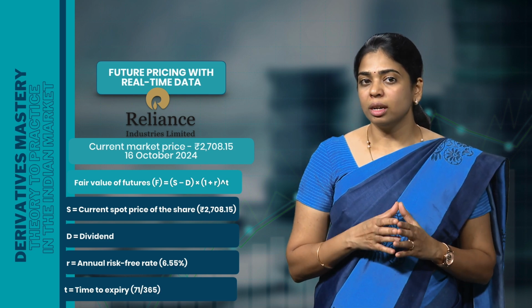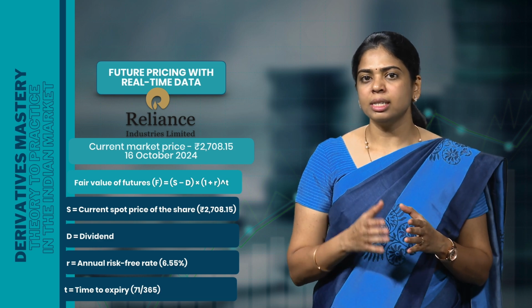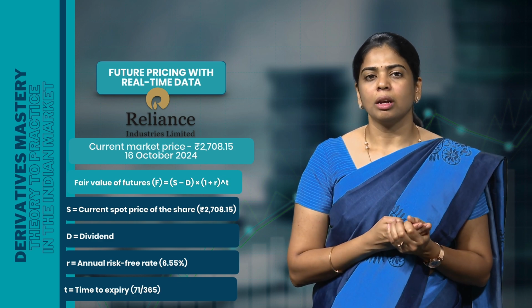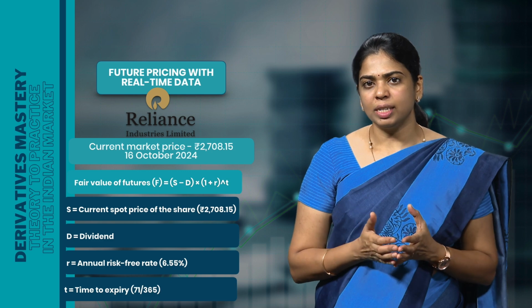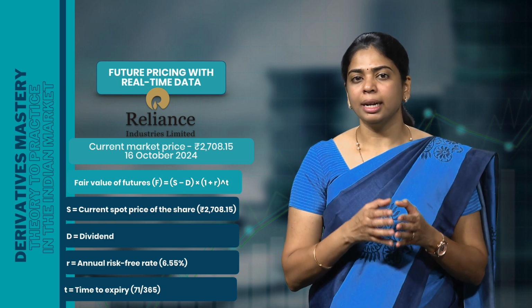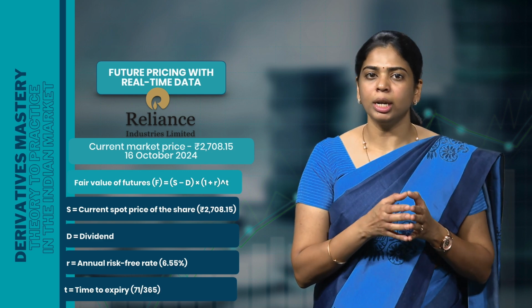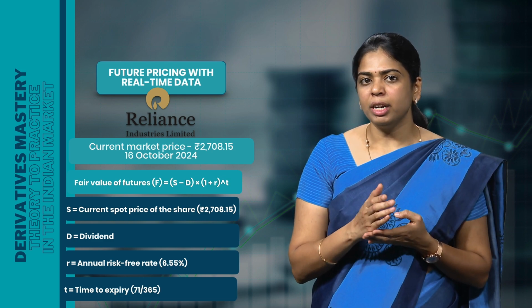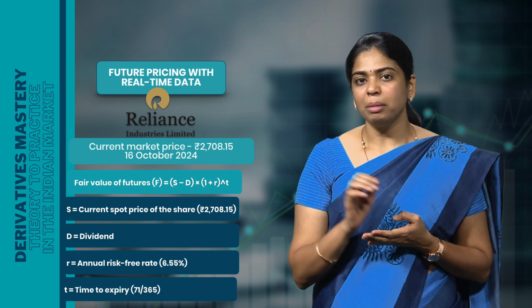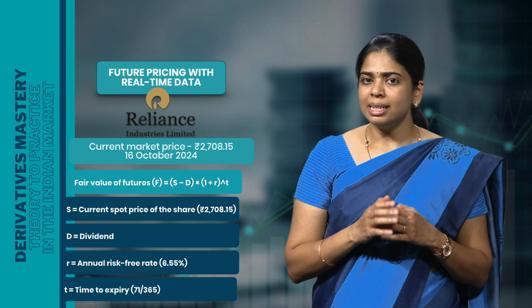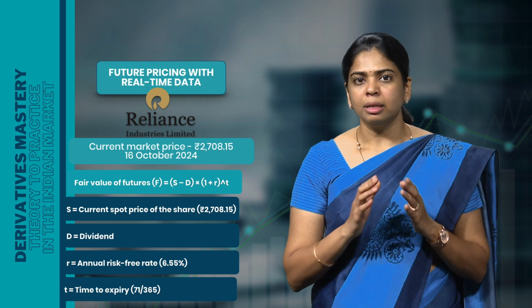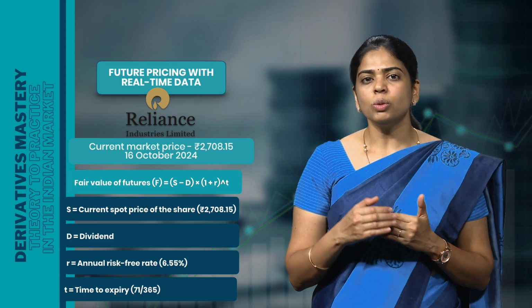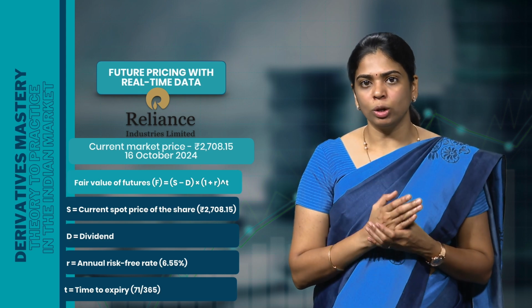Next, we need to determine if Reliance will pay any dividends during the 3 months period. A quick review of Reliance's dividend history shows that the company declared a dividend of rupees 10 per share in 2024. Historically, Reliance tends to pay dividend only once a year, though the timing may vary. So, it is reasonable to assume no dividend will be paid in the next 3 months. Since we assume no dividend, D will be equal to 0.